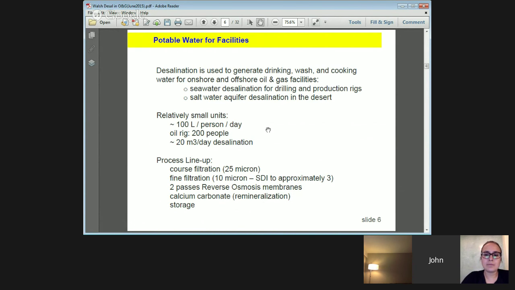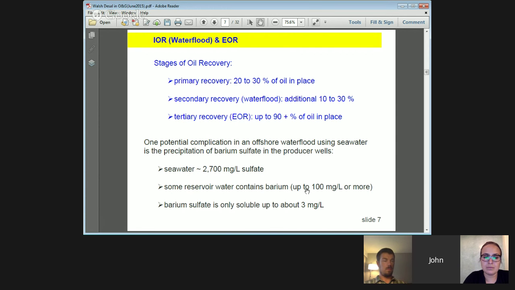Relatively small units, about 100 liters per person per day, which equates to about 20 meter cube of desalination. Coarse filtration is applied, followed by fine filtration to get the silt density index down to approximately 3 or 3.5. 2 passes of reverse osmosis membranes are used, and then the water coming out of the membranes is remineralized using calcium carbonate and put into a big storage tank for use.